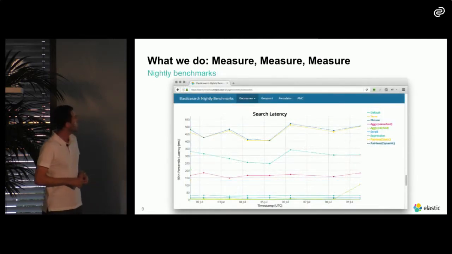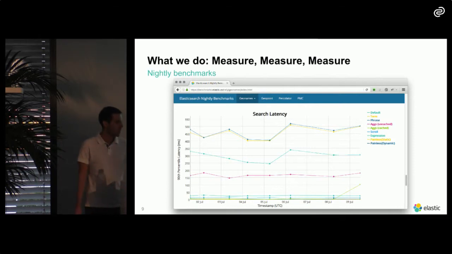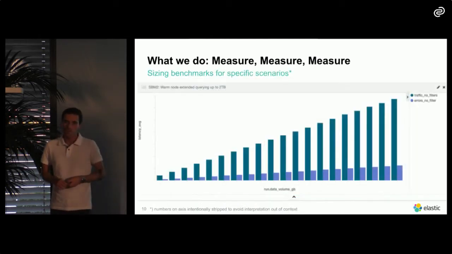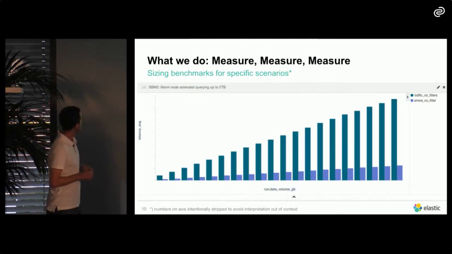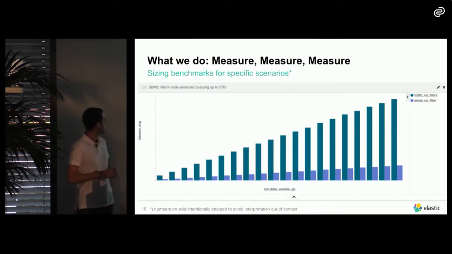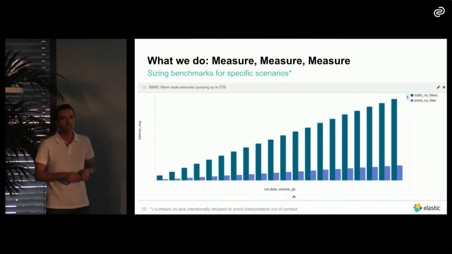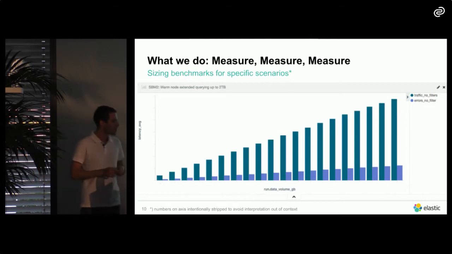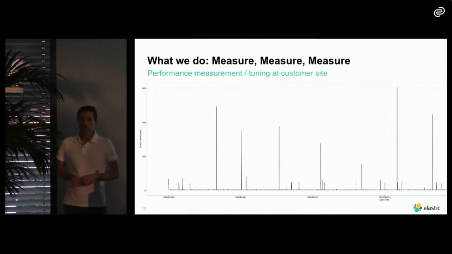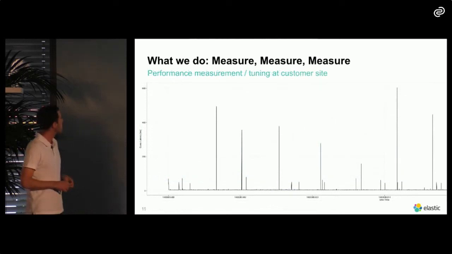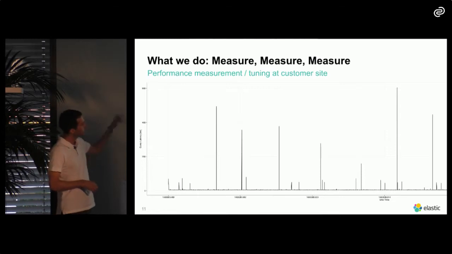We have nightly benchmarks running, and we publish them also for different use cases. I'll get to that in a minute. We also have sizing benchmarks, which means how does Elasticsearch scale. I've, by intention, removed the axis. Those are stripped because the actual numbers are not of interest, and it's actually an internal picture. We also do performance evaluation at customer sites. For example, this is latency. Those are latency spikes over time that we've identified at a customer and analyzed what's going on.